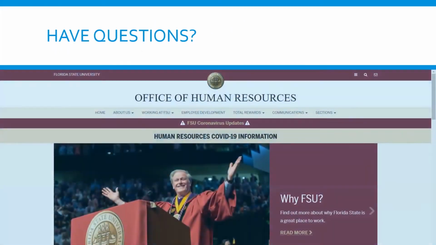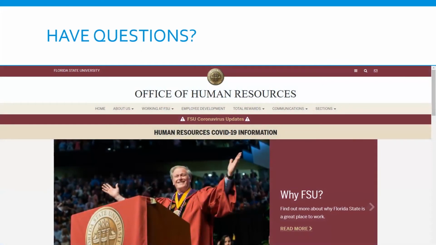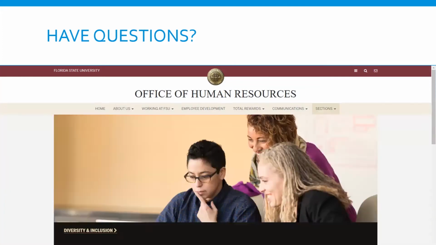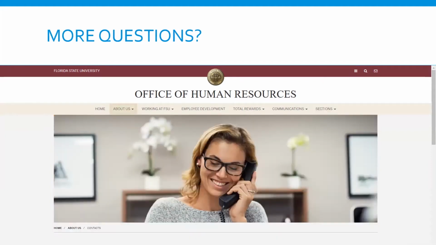Have questions? Visit HR's website at hr.fsu.edu. From there, select the far right tab labeled Sections. Then go down and select Equity, Diversity, and Inclusion. On this page, you will learn what the Florida State University's Office of Equity, Diversity, and Inclusion is responsible for. And if you have more questions concerning FSU and the ADA, or you simply want to learn more, contact HR directly at 850-645-6519, or use extension 56519 if you're using your work phone.